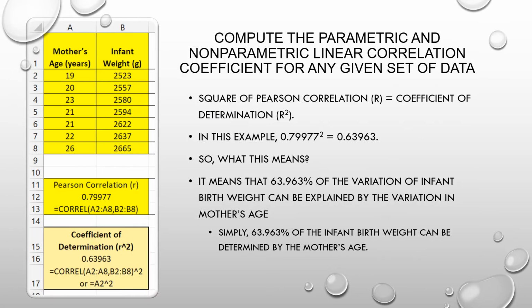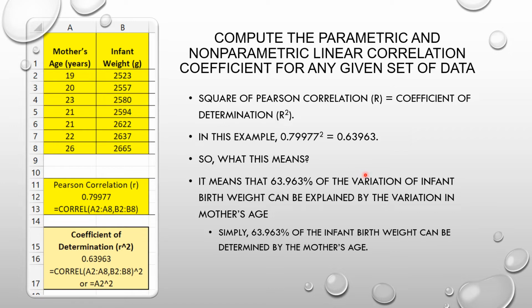Very often, you see another measure that Excel will give you, especially when we draw the graph later. This is what we call the R-square value. R-square is actually just the square of Pearson's correlation. But R-square is not Pearson's correlation. There's actually a name for it called the coefficient of determination. So what does the coefficient of determination mean? What does it determine? In this example, if my Pearson's correlation is 0.79977, I square it, I get 0.63963. Basically, just square this number.